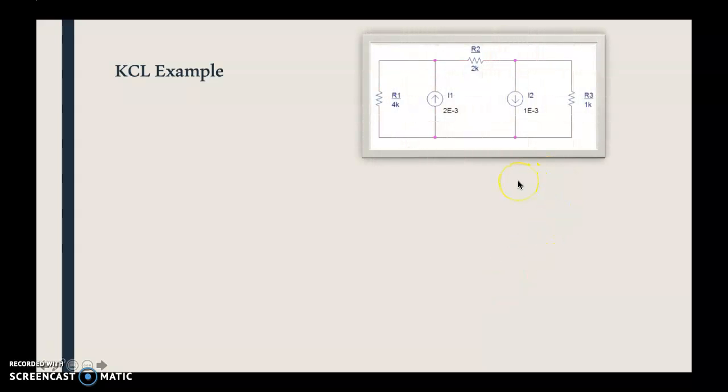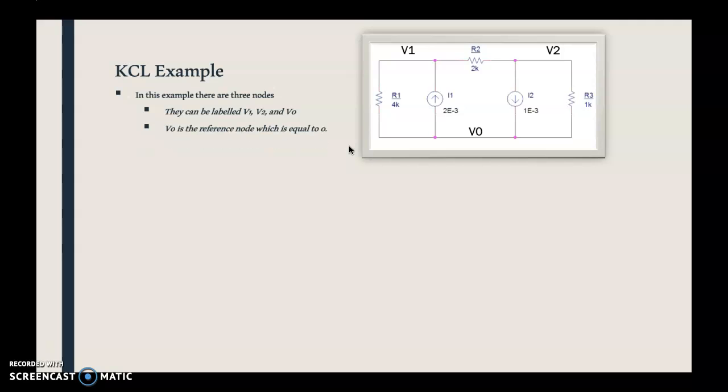So, for the KCL example, we have a circuit with 2 independent current sources. Now that's important because it will be harder to solve a circuit with KCL if there is a voltage source, and I will explain why later. So there are 3 nodes. There's V1, V2, and V0, and I have them labeled V1, V2, V0. V0 is the reference node, and it has a voltage value equal to 0. It's also called the ground.